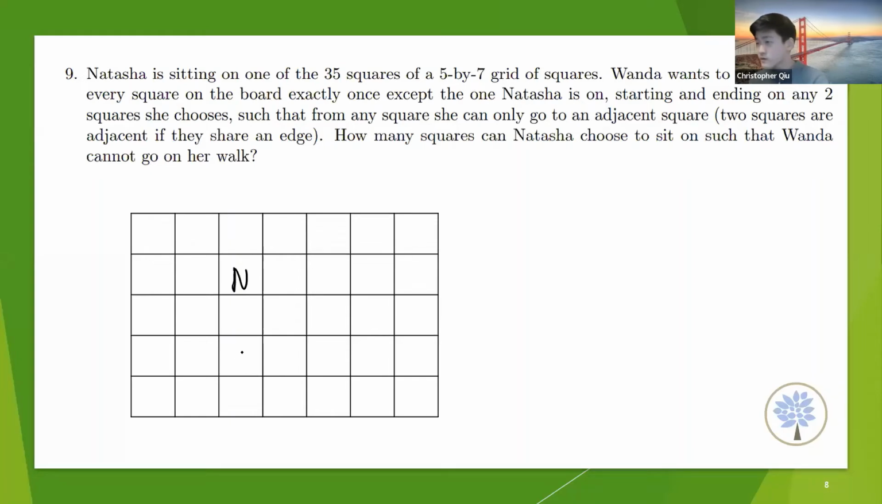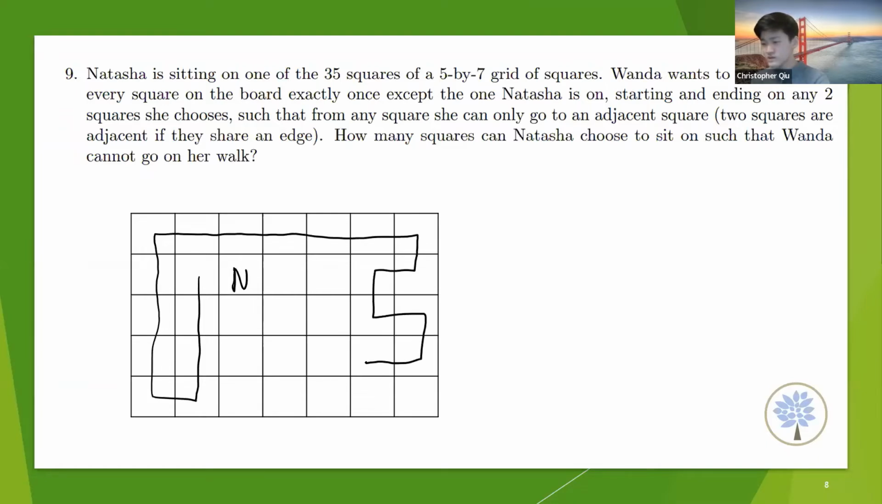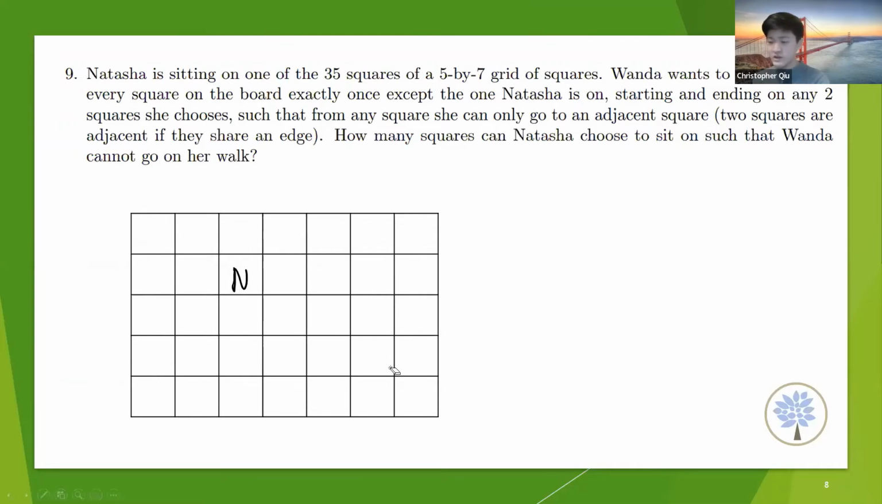For example, she can start from this square, and she can walk all over the place. And from any square, she can only go to an adjacent square. So as you can see here, in this case, she gets stuck if she walks like this. So another way she can walk is by doing this. She also gets stuck. All right, let's start from here. So basically, Wanda can walk any way she wants as long as she goes to an adjacent square every time.